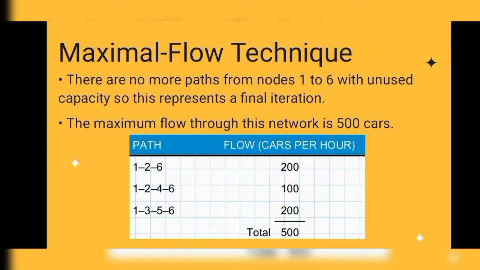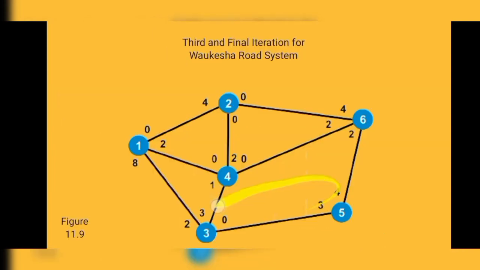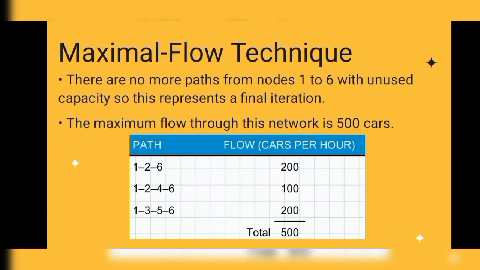Therefore, from node 1 to node 2 to node 6, we have 200 flow capacity, while in node 1 to node 2 to node 4 to node 6, the lowest here is 100 flow capacity, or cars per hour, while from node 1 to node 3 to node 5 to node 6, we have 200.